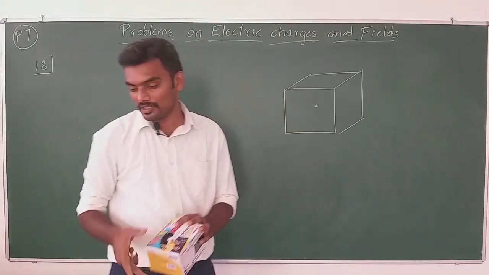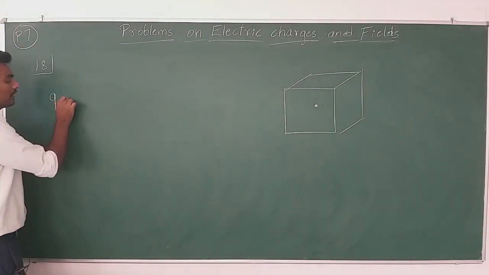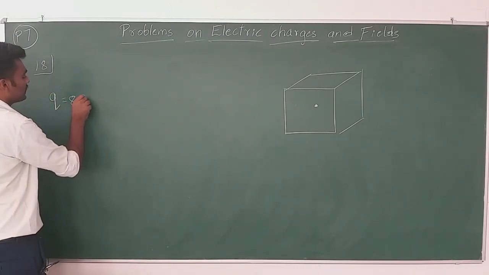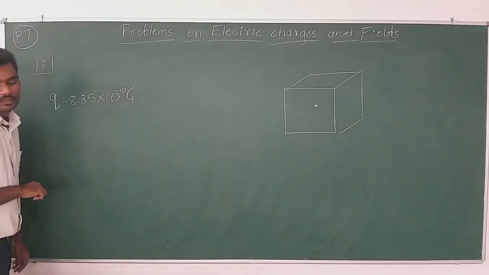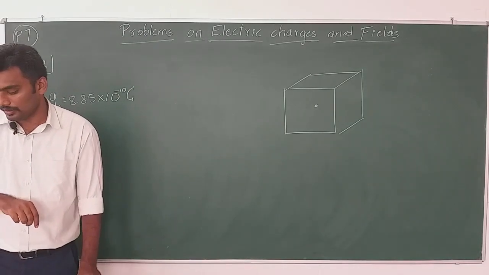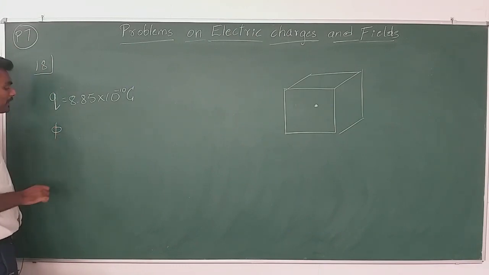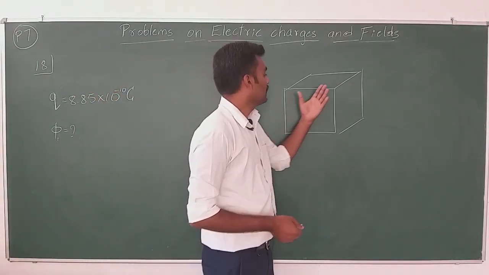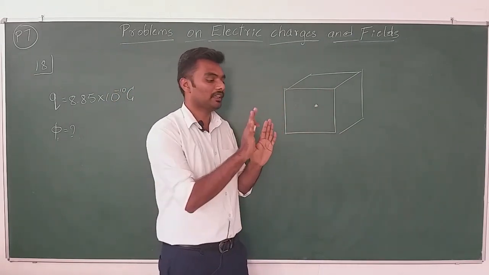Now the amount of charge kept at the center of this cube, Q, is equal to 8.85 into 10 to the power of minus 10 Coulomb. What is asked to find? Calculate the electric flux through one of its surface. Let me call that phi 1. Any one of the surfaces, because all the surfaces are equidistant from the charge and are the same in area, because it's a cube.